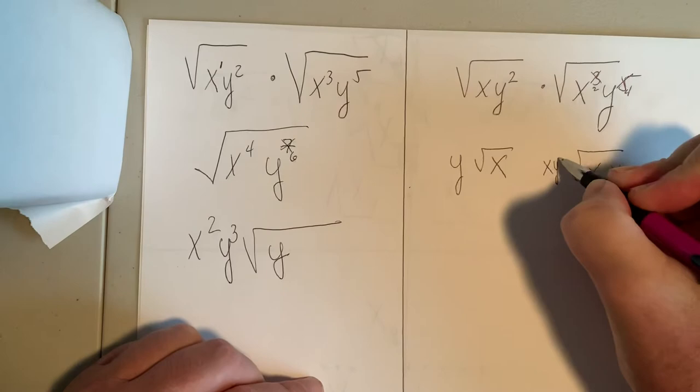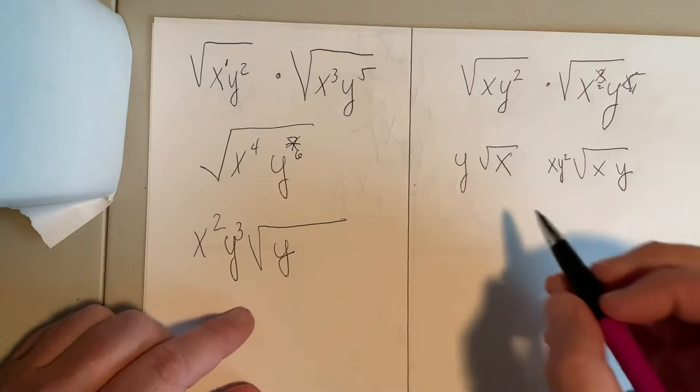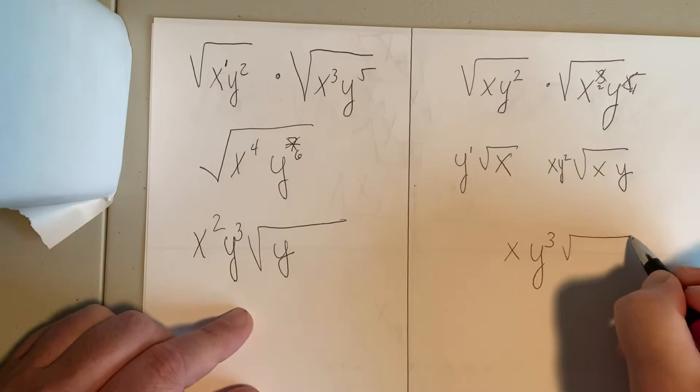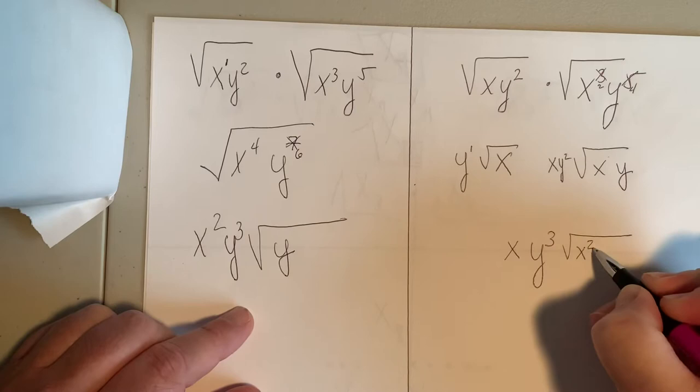Now what? Well, we're not done quite yet. We're going to take the outsides and multiply them. So y and y squared would become y to the third, because remember, you have to add those exponents. And then you have this x out here. But look what we have inside. We have x times x, which would be x squared. And then we have also our y.